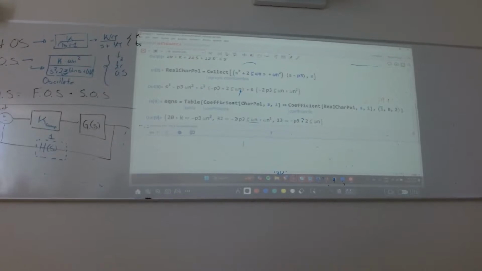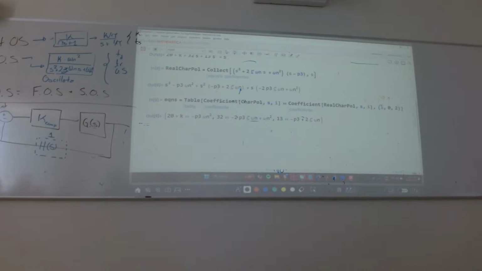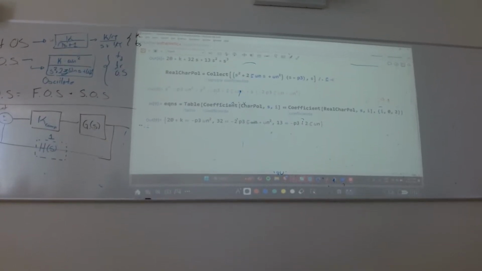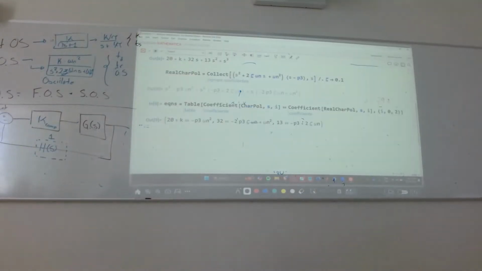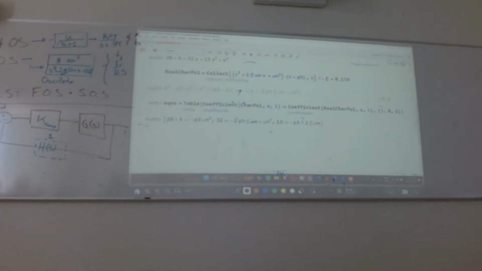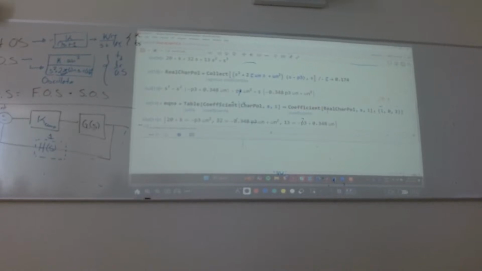Tres incógnitas, tres ecuaciones. Las incógnitas son 1, 2, 3... no, 3: K, omega n. No, pero el damping ya lo tenemos. Ajá, te tengo que vaciar la información que me dieron: que este Z tiene que tener 0.0. Ahora sí tiene sentido: el número de ecuaciones es igual al número de incógnitas.